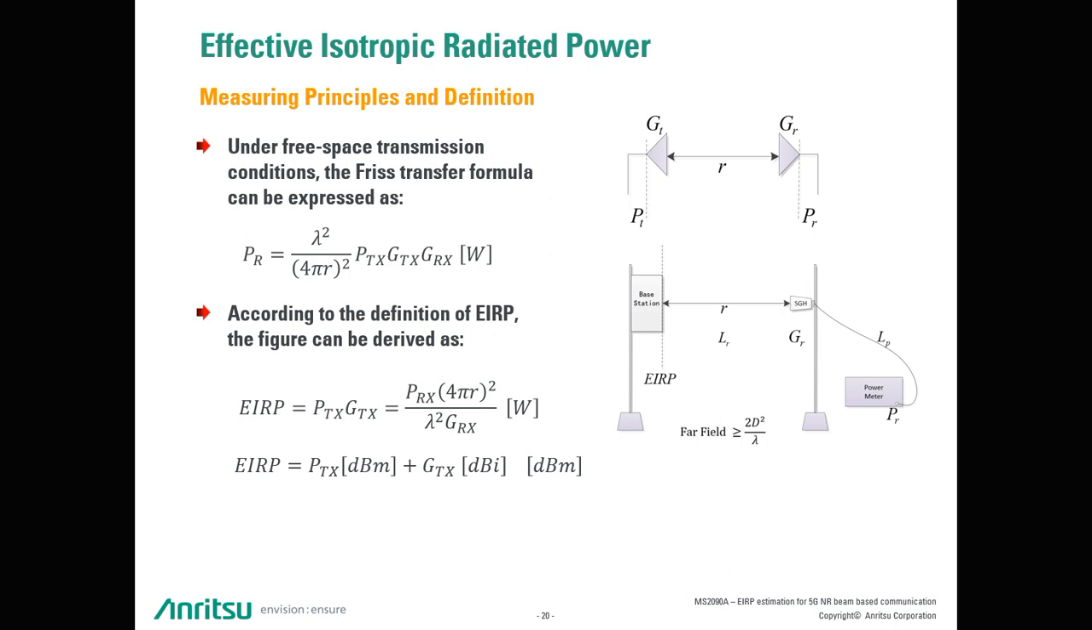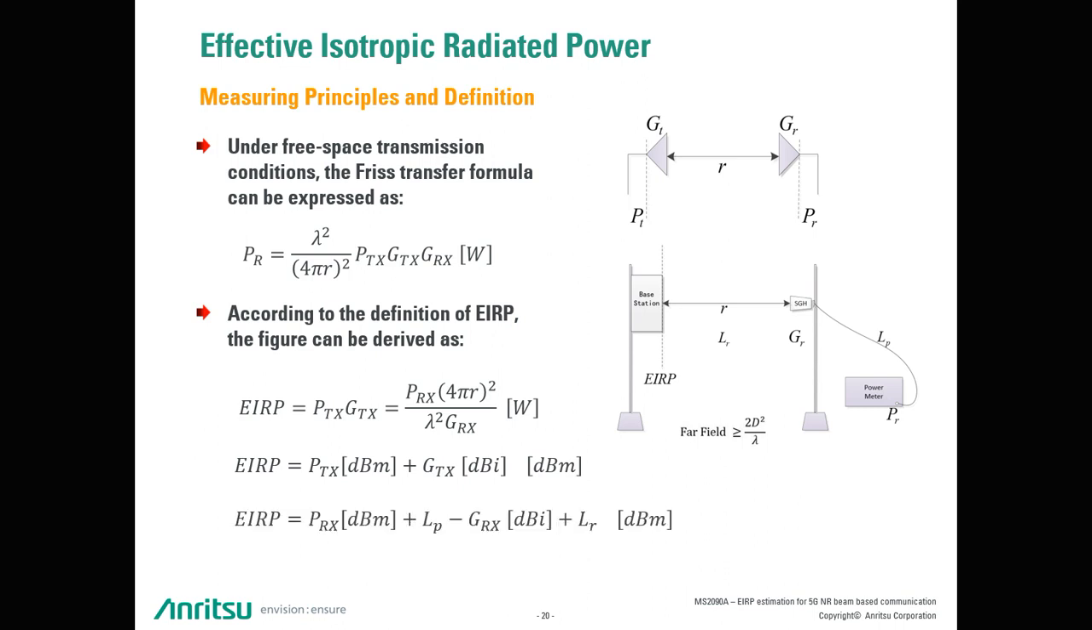From a transmitter perspective, EIRP can be expressed as the delivered net power to the antenna connector multiplied by the gain factor of the antenna. This is equal to adding the values in a logarithmic scale.